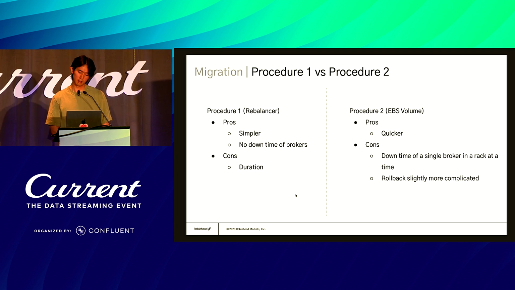So for procedure 2, we have the pro of having it be a lot quicker. But the con is that there is a downtime of a single broker in a rack at a time. And the rollback scenario could be a little bit more complicated depending on the state of the EBS volume at hand. But that's why we end up doing the EBS snapshotting, so that could be used when we actually need to. So we ended up doing a lot of procedure 1 in our pre-prod environments, and procedure 2 is our preferred method for our prod environments with a lot of data.